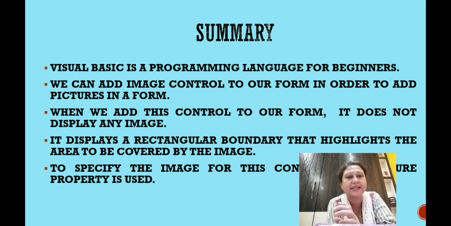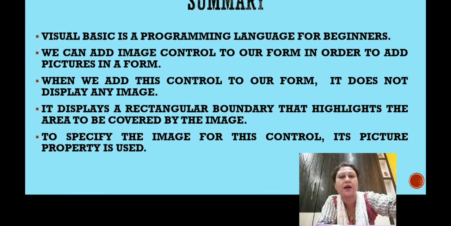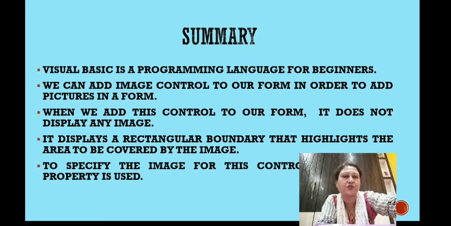Then when we add this control, that is the image control, to our form, it does not display any image. Rather it displays a rectangular boundary, please remember, which highlights the area which is to be covered by the image which we are going to insert in the form. And in order to specify the image for this control, we have to use the picture property. Okay, so please remember these are the topics which we have covered today.